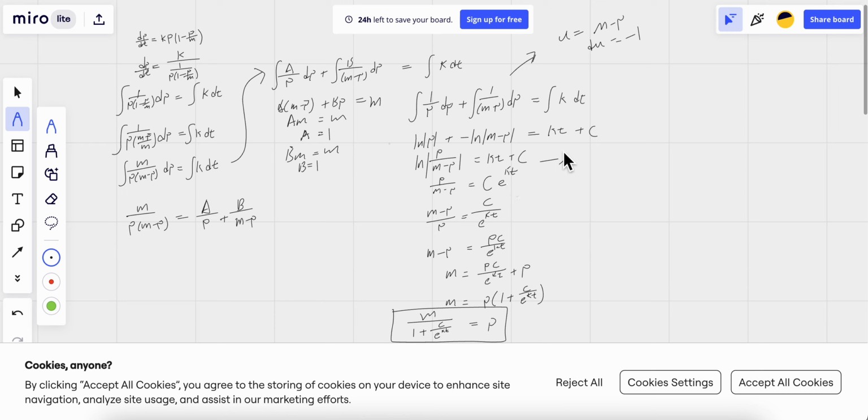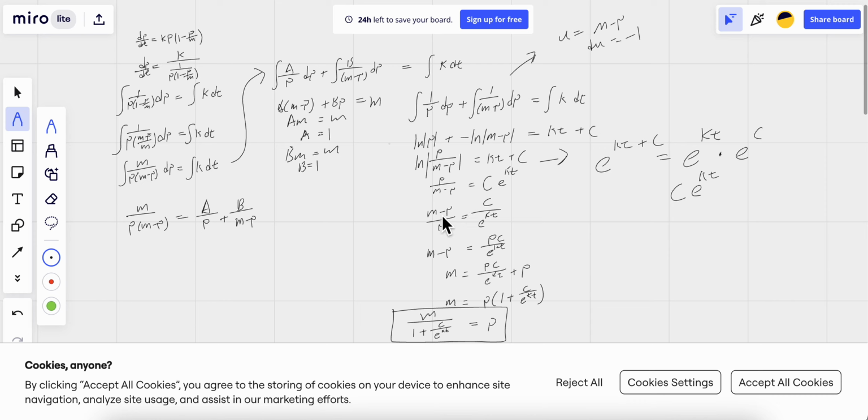Here, though, because e to the (kt plus C) is the same as e to the kt times e to the C, that's one of our exponent properties. And e to the C is also just some arbitrary constant C, so we can rewrite that as C times e to the kt. Okay, so now let's flip everything.